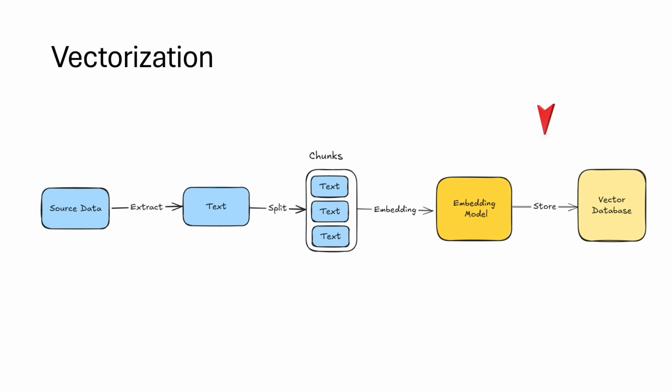To summarize the whole flow we saw, we start with the messy source data, we extract the clean text we need, and then we chunk it into manageable, meaningful pieces. After that, we embed each chunk to create vectors that capture meaning, and then we store these vectors in a special vector database for fast retrieval.